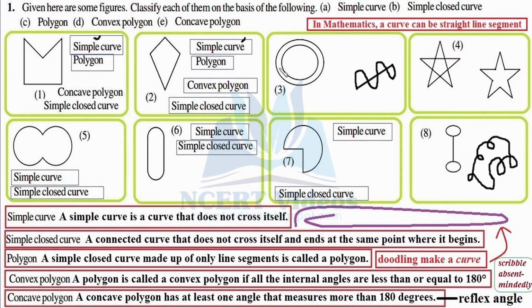Third one, well, at first look, it seems that it is a simple curve because it is not crossing anywhere. But we have two simple curves here which are not joined.